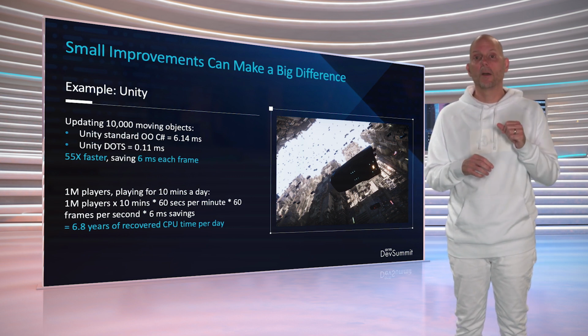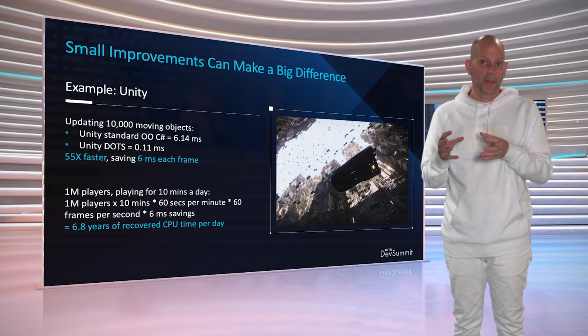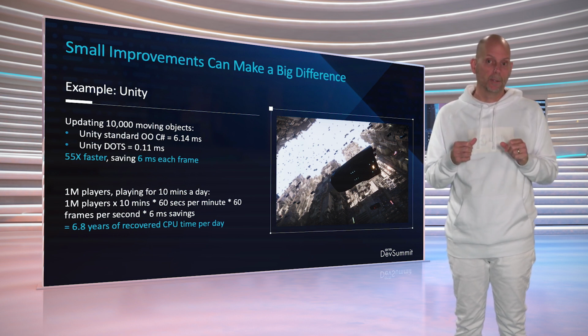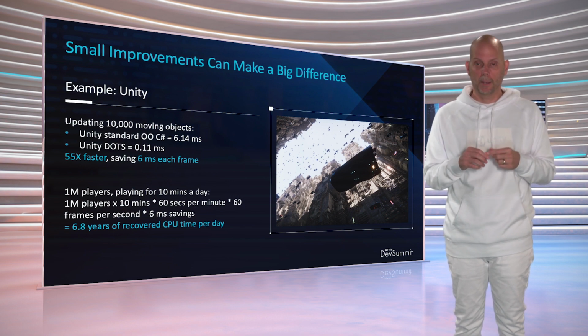Some games have millions of players. Imagine if a game with 1 million players, where each player is playing for an average of only 10 minutes per day, used an optimization like this one single one that I'm calling out. That would save more than 6 years of CPU time per day.